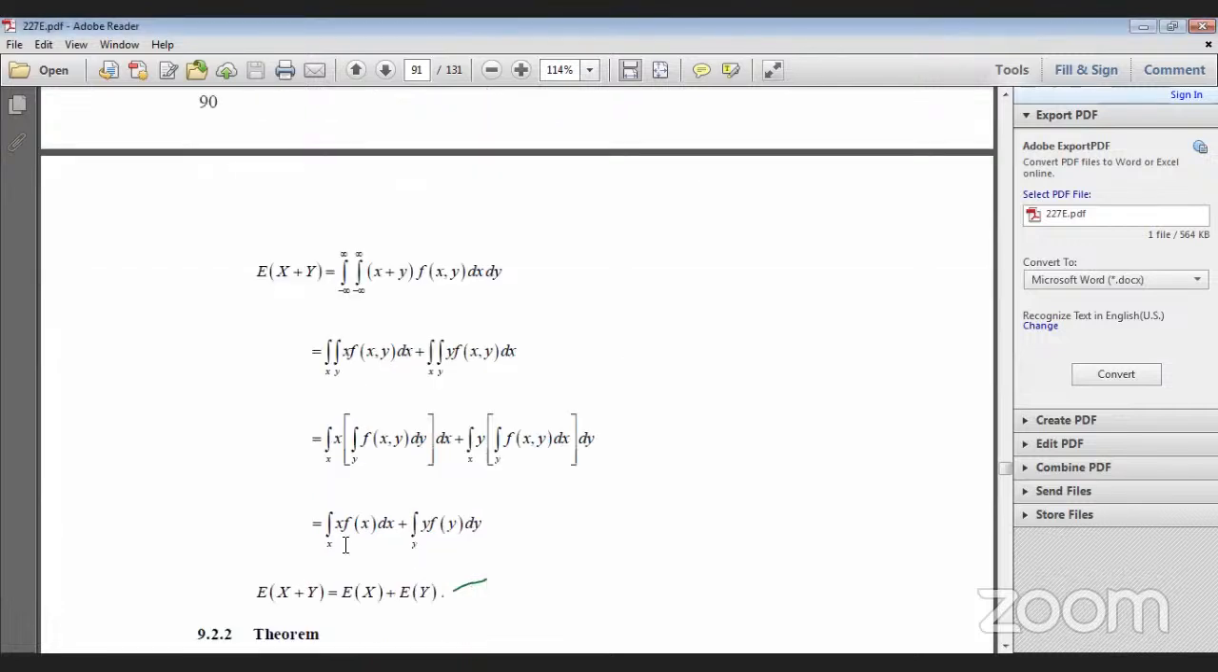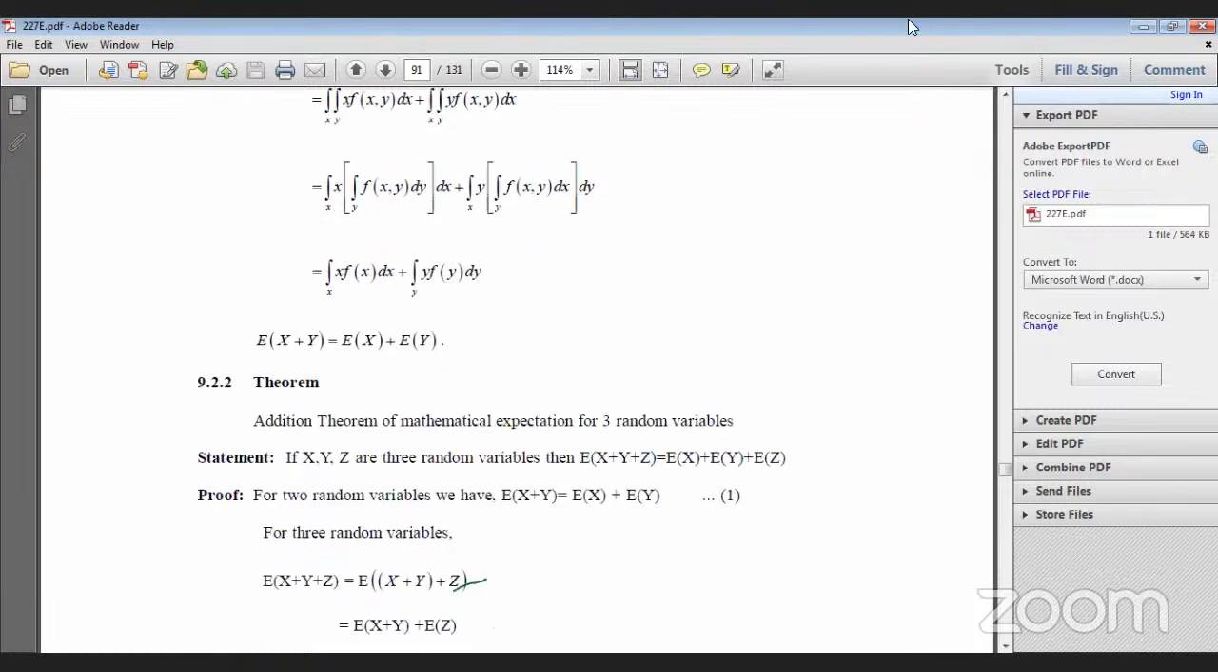See here, integration of x. Integration of f of x y dy gives f of x, and integration of y f of x y dx gives f of y. So E of x plus y is equal to integration of x f of x dx plus integration of y f of y dy, which is E of x plus E of y. Clear? Clear, sir.